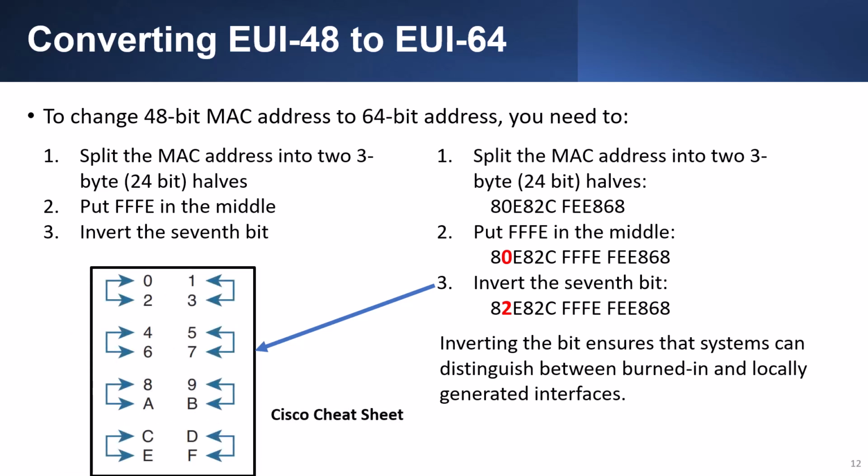Cisco has created a cheat sheet that shows you how to change the values quickly without doing any binary conversions. For example, if the second hex digit is a 0, change it to a 2. If the second hex digit is a 2, change it to a 0.